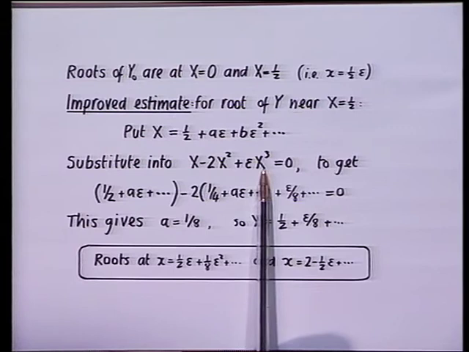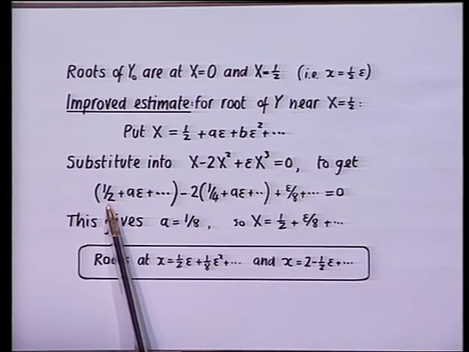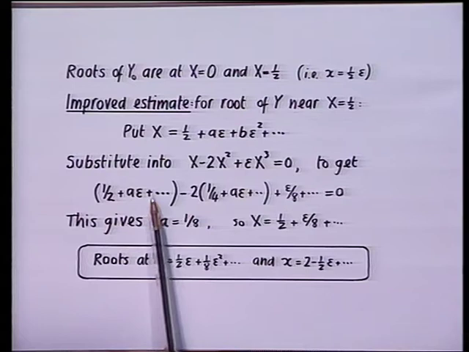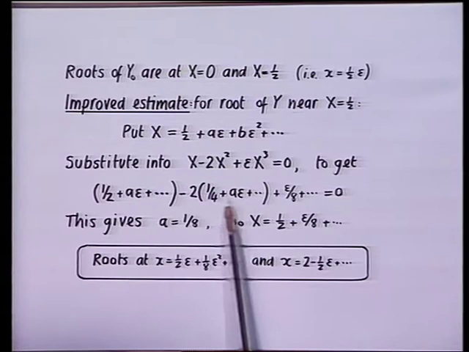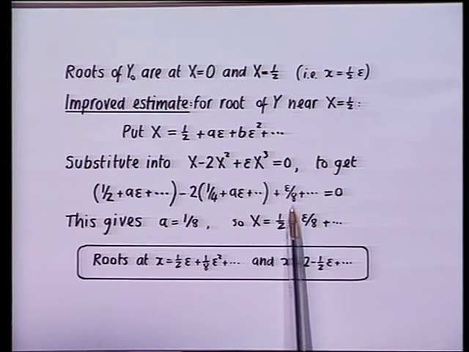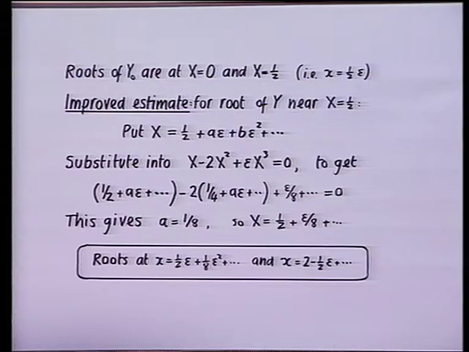X is x, so if I just take the first two terms, I have 1/2 and an a times epsilon. The dots there mean I'm excluding smaller order terms in epsilon. I'm excluding the epsilon squared terms. Now let's have a look at x squared. We simply square this expression, retain only the terms proportional to epsilon, and this is what we get for x squared. And finally, the cubic term, if x is equal to this expression, x cubed is roughly speaking an 1/8 plus higher order terms, and so we get left with this expression.